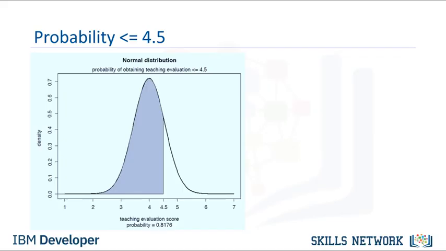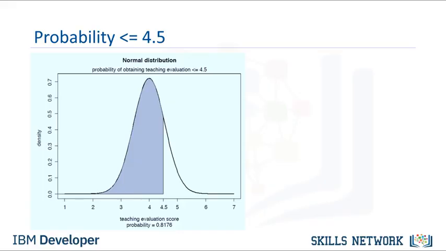That's the area that depicts the probability of an instructor receiving a teaching evaluation of less than or equal to 4.5, and that probability is 0.8176 or 81.76%. Now, what will be the probability of receiving a teaching evaluation score of greater than 4.5?